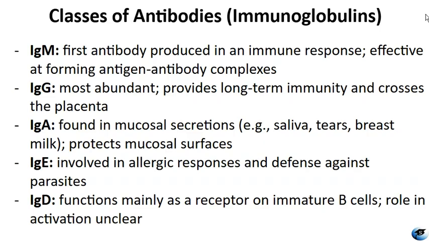Then we have IgE. IgE is central to allergic reactions and defense against parasitic infections. It's normally present in very small amounts, but it can trigger strong immune responses, sometimes overly strong as seen in some of the allergic symptoms. Then IgD, it's the least understood antibody. It's primarily found on the surface of immature B cells, where it acts as a receptor for antigens.